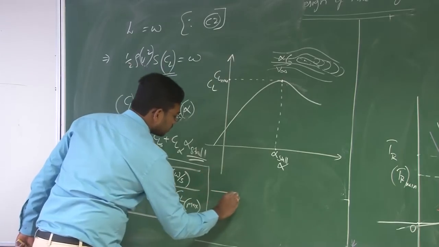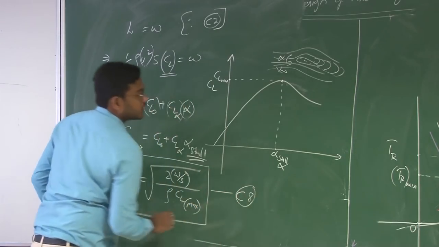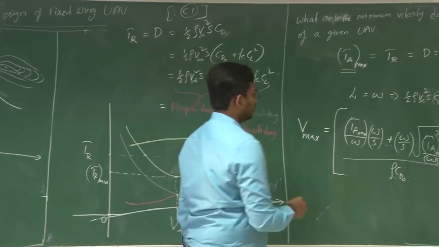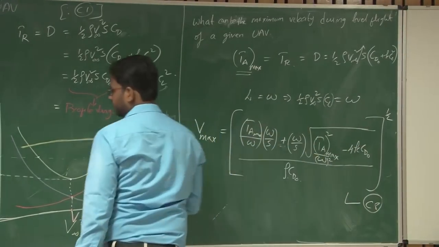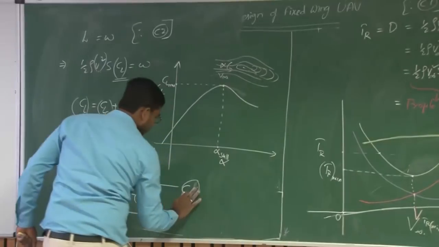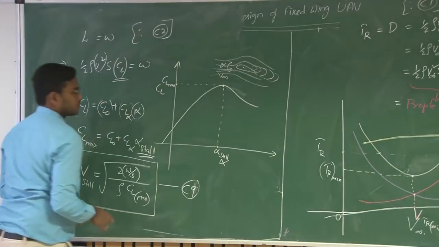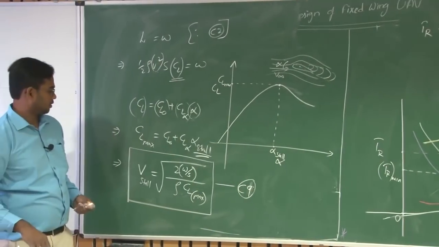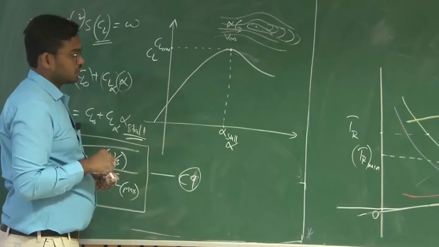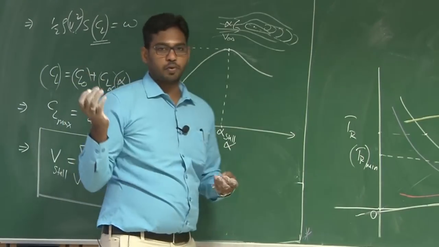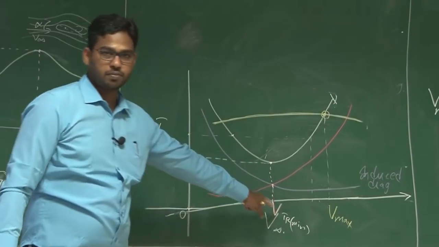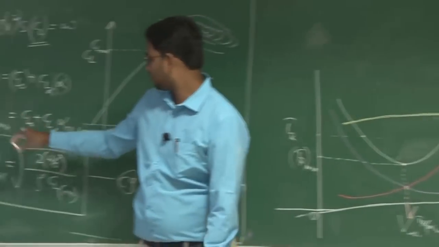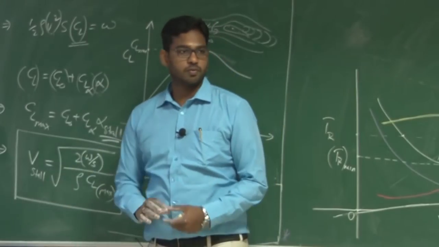This equation is C8, if I am not wrong. Let us name it as C8 and let this be C9. This is equation 9 in the cruise lecture. The question is, which one is the minimum velocity? Is V for TR minimum the minimum velocity, or is V stall the minimum velocity?